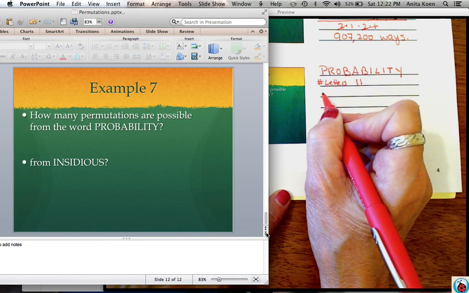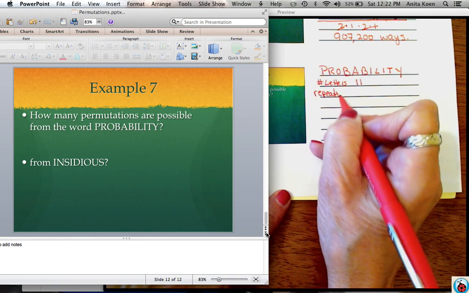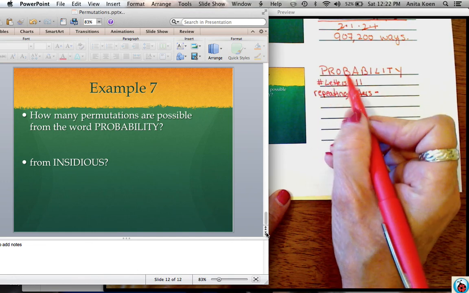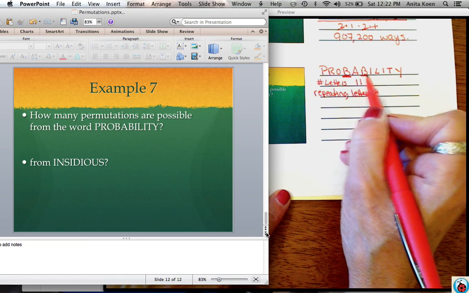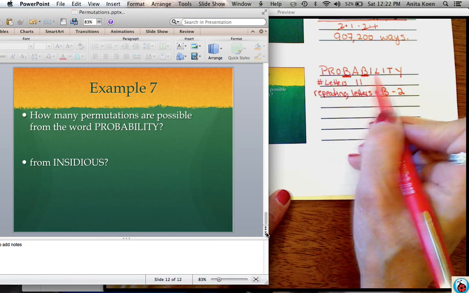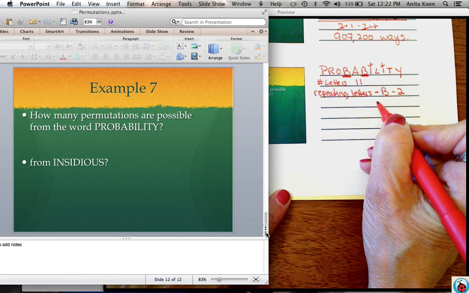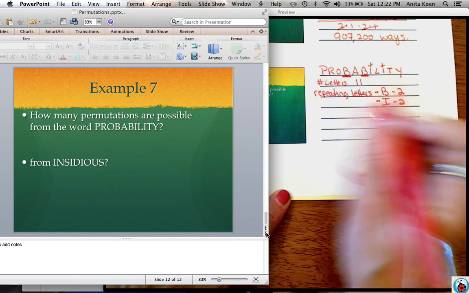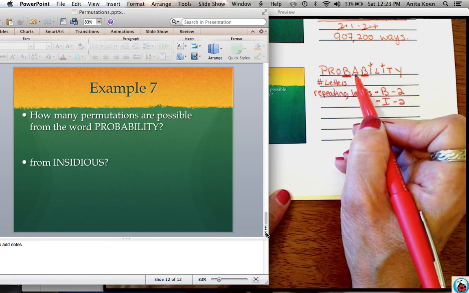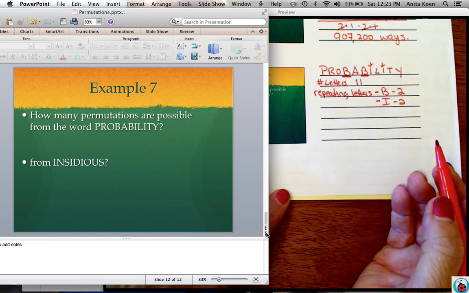Okay. What letters repeat? So repeating letters. Let's see what letters repeat. Well, here's a B and here's a B. So there are 2 B's. There is an I here and an I here. So there are 2 I's. There's no other P, there's no other R, there's no other O, there's no other A, there's no other L, there's no other T, and there's no other Y.